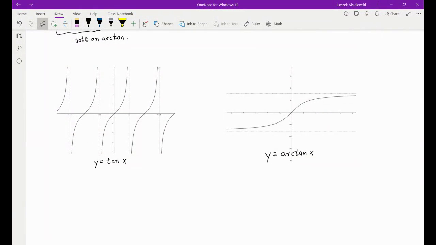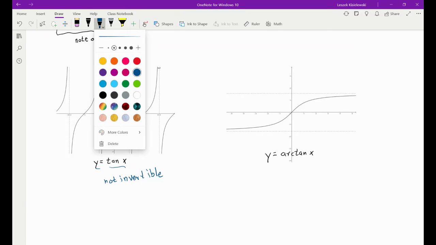tangent and arctangent. Okay, so notice that the graph of y equals tangent x is not invertible, right? It doesn't pass the horizontal line test. It's not invertible. This is not invertible. So there is no inverse of tangent, right?